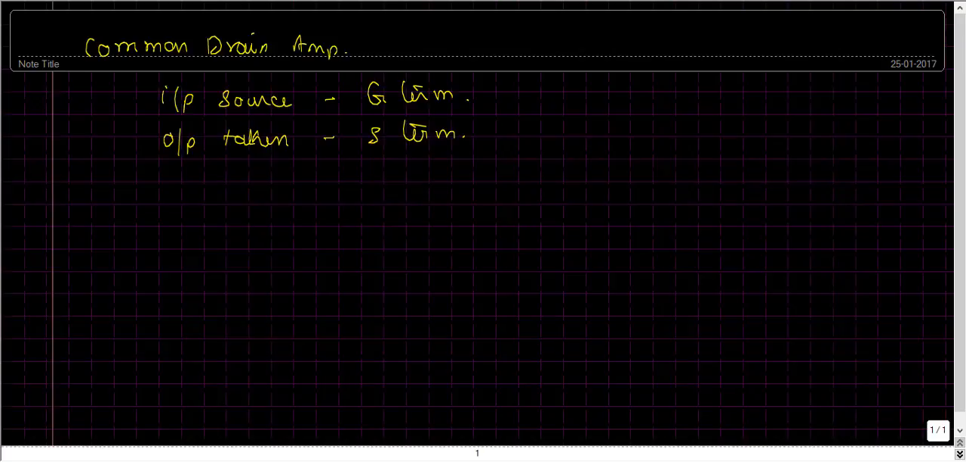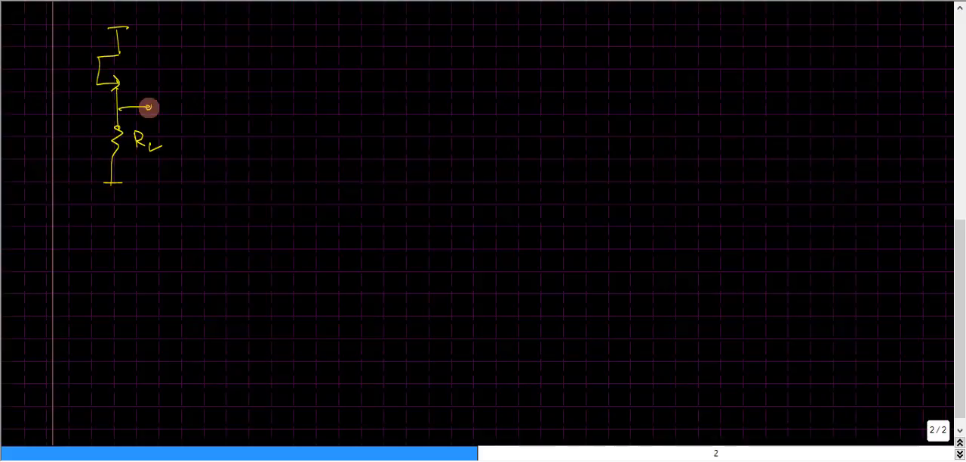There are two types of loads that can be attached to the source terminal: one being a resistive load and the other being a current source load. Now we will focus on the common drain amplifier with a resistive load. As I stated, the Vout is taken from the source terminal whereas the Vin is connected to the gate terminal of this transistor M1.